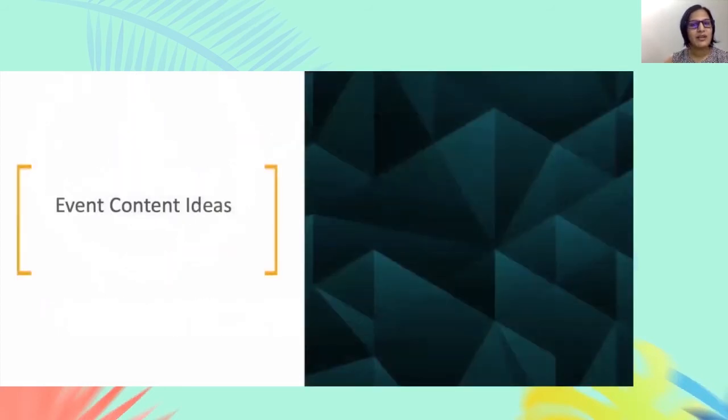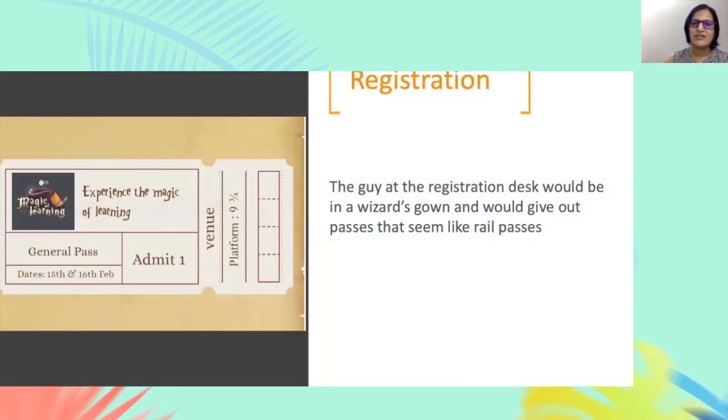And at the event, what did we do? At the event, we had somebody sitting at the registration counter wearing a wizard's cloak. And he was giving out a ticket like this. So it's like an entry ticket. If you remember in Harry Potter, we had platform 9 3/4, and we had a logo and this general pass written over here, which was like a ticket to this magical world.